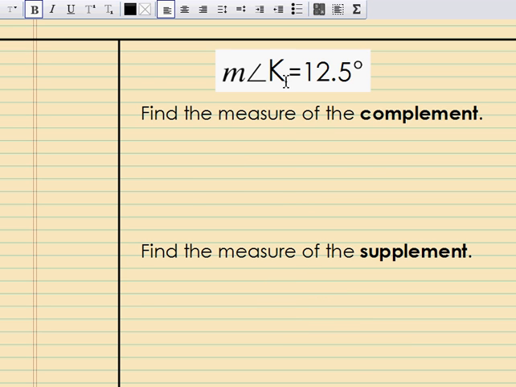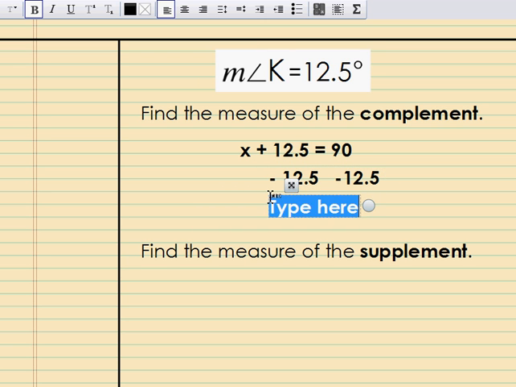This one's a little bit more complicated. This is a decimal number. Measure of angle K is 12.5 degrees. Complementary angles add up to 90. So x plus this 12.5 is equal to 90. Subtract 12.5 on both sides. And we get x is equal to 77.5 degrees.